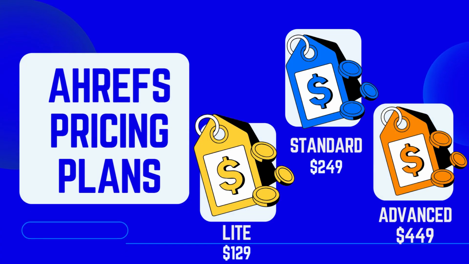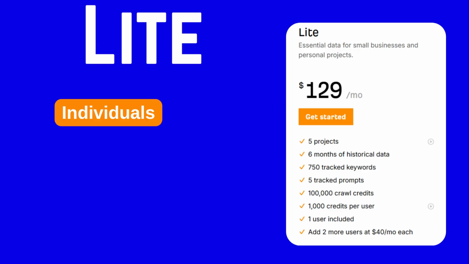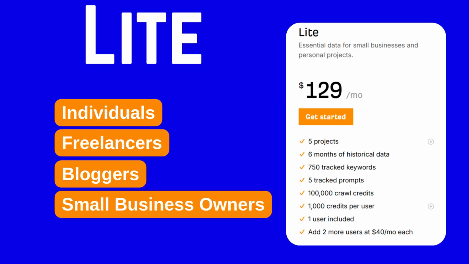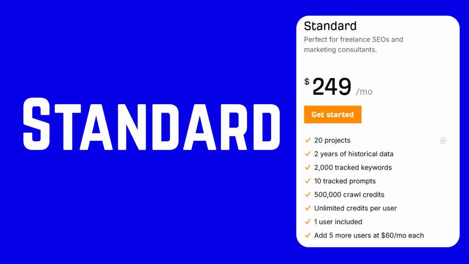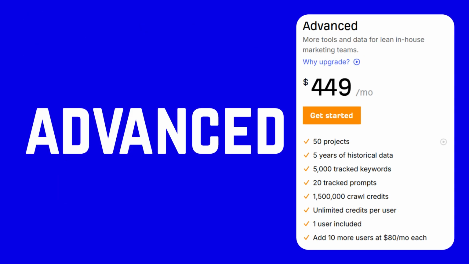Now, let's quickly go through the Ahrefs pricing packages. Please remember, pricing can change over time, so always check the official Ahrefs pricing page before buying. First one is the Lite plan, which is $129 per month. The Lite package is usually suitable for individuals, freelancers, bloggers, or small business owners who are starting with SEO. The second plan is the Standard plan, $249 per month. The Standard package is a stronger option for serious marketers, growing businesses, and small agencies. This plan is better if you need deeper competitor research, more keyword data, more content research, and more advanced SEO reporting.